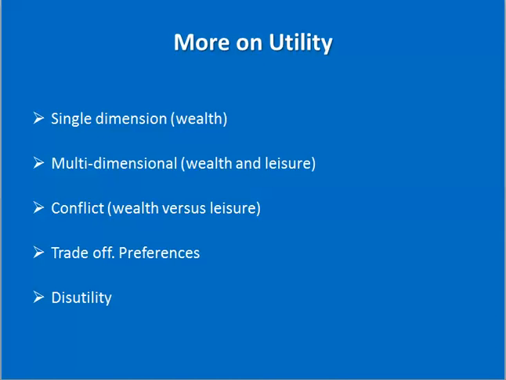Utility may be single dimension, such as wealth. More commonly, of course, utility is of multiple dimensions, such as wealth and leisure. Often there is a conflict between two utilities, such as wealth and leisure. This means that there is a net trade-off, and that trade-off depends on the relative preference for wealth versus leisure, and also how much of one already has. Just as there are utilities, there are disutilities, which is essentially a utility with a negative valence.